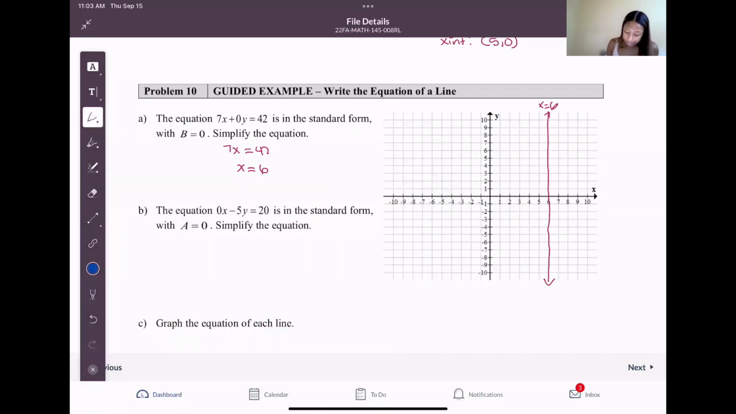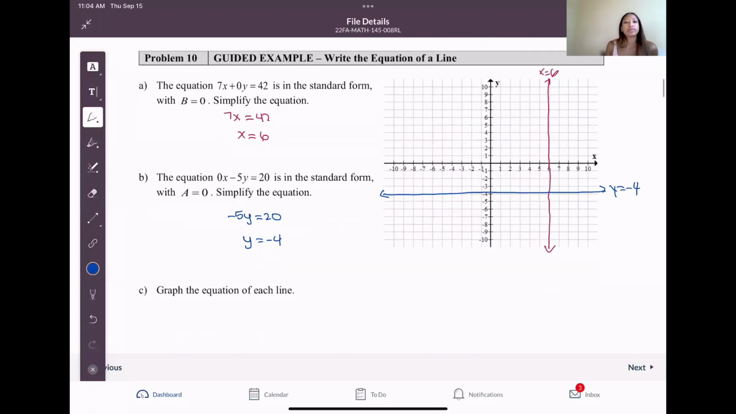And then for part B, if you have standard form where the a term is 0, 0x minus 5y equals 20, then we end up with negative 5y equals 20. y is equal to negative 4. That's a horizontal line that crosses the y-axis at negative 4. All right, that's all we're asked to do there.